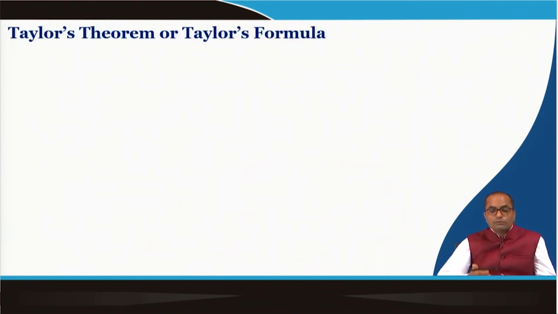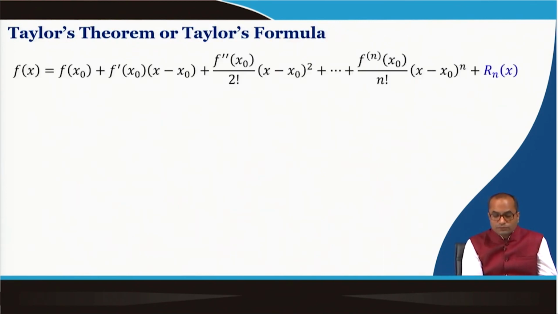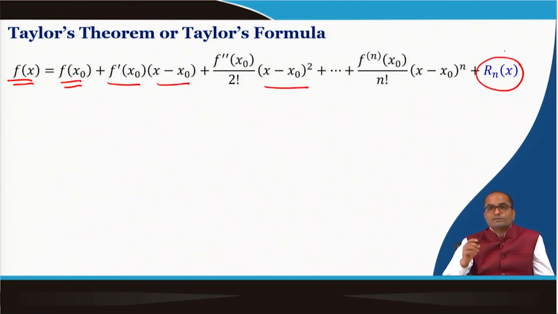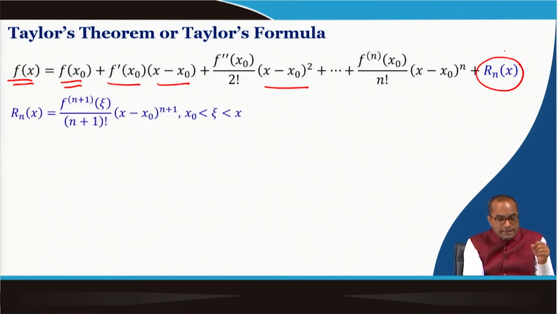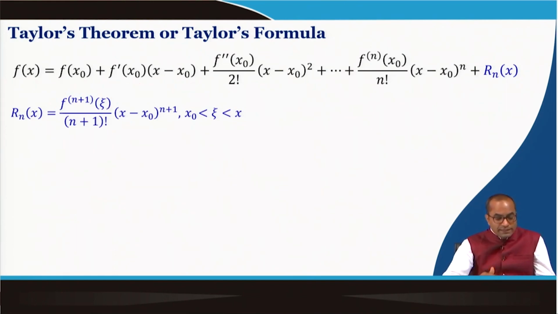So Taylor's theorem, or Taylor's formula. Now to conclude here, we have f(x) is equal to f(x₀), this is what we have derived, plus the first derivative times (x − x₀), the square term, and so on, and this is the remainder term. So the remainder as well, we have seen that it will have the (n+1)th order derivative at some point ξ, and then this ξ will be from x₀ to x somewhere.